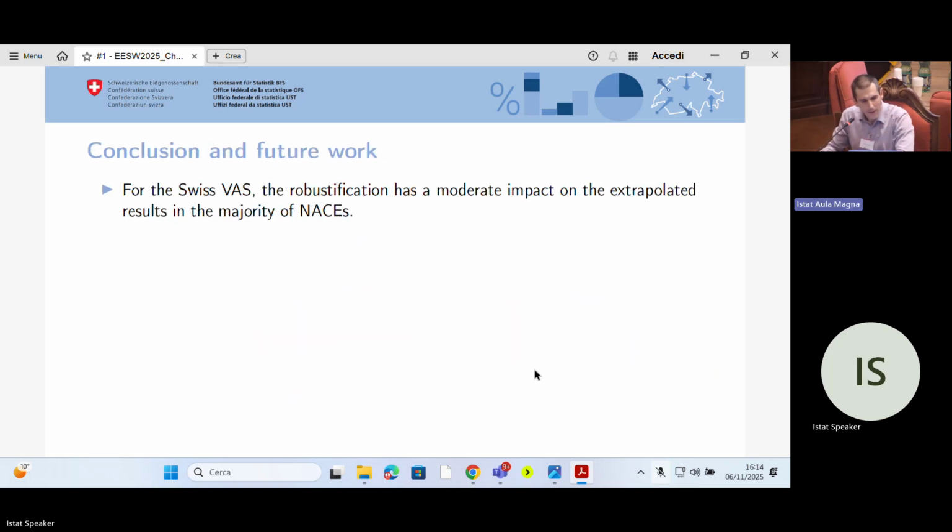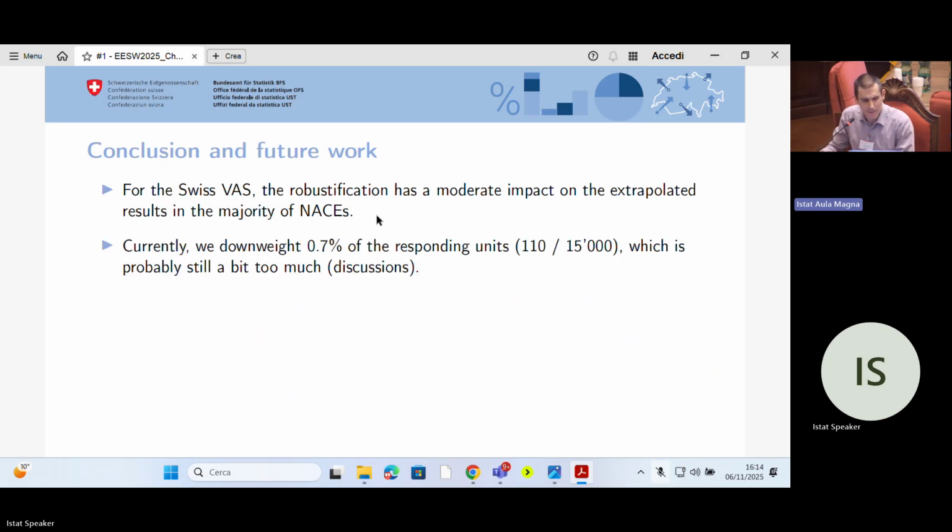Okay, so conclusion. For the Swiss value-added statistics, the robustification had maybe a moderate impact on the extrapolated results for the majority of the economic activities, NACEs. Currently, we downweight 0.7% of the responding units, which is probably still a bit too much. I talked with the author of the paper, Jean-François Beaumont, and essentially his message was, okay, you need it, but try to use it as little as possible. That should be your goal. Try to avoid using it and use it only when you need it.